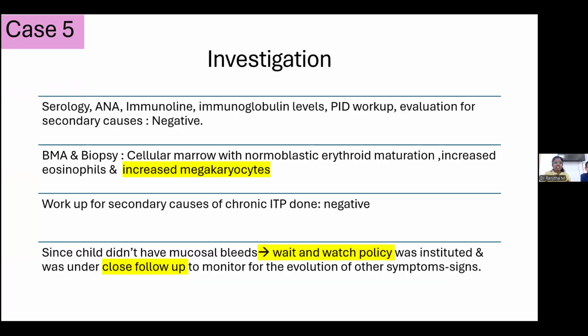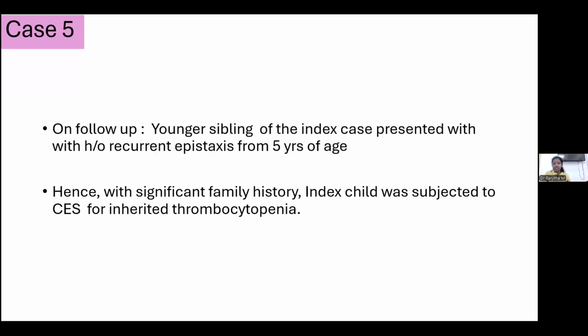He was investigated with serology, ANA, immunoglobulin levels, as well as a PID workup, which turned out to be negative. He was subjected to bone marrow evaluation, which showed a cellular marrow with normoblastic erythroid maturation, increased eosinophils, and increased megakaryocytes. Workup for other causes of chronic ITP was negative. Since the child didn't have any mucosal bleeds, a wait-and-watch policy was instituted, with close follow-up to monitor for the evolution of other signs and symptoms.